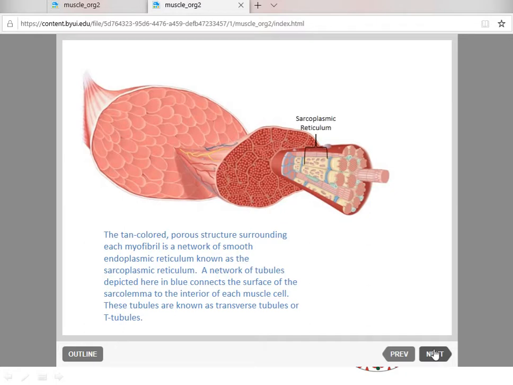Now the next one is the sarcoplasmic reticulum, the tan color porous structure. See, this tan color porous structure surrounding each myofibril is a network of smooth endoplasmic reticulum, which is known as the sarcoplasmic reticulum.